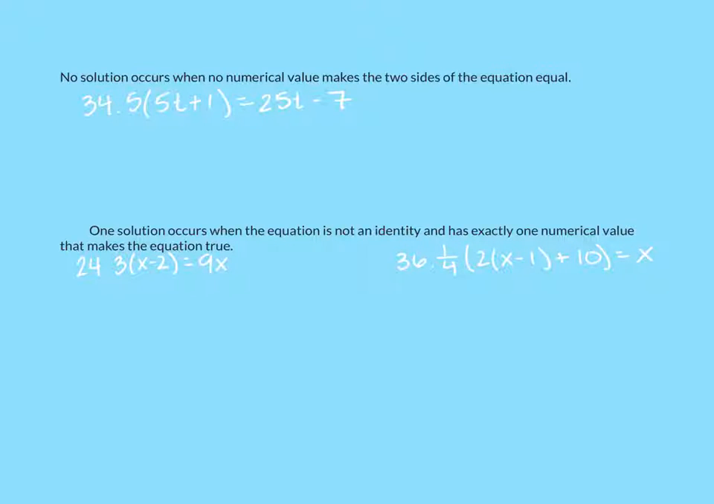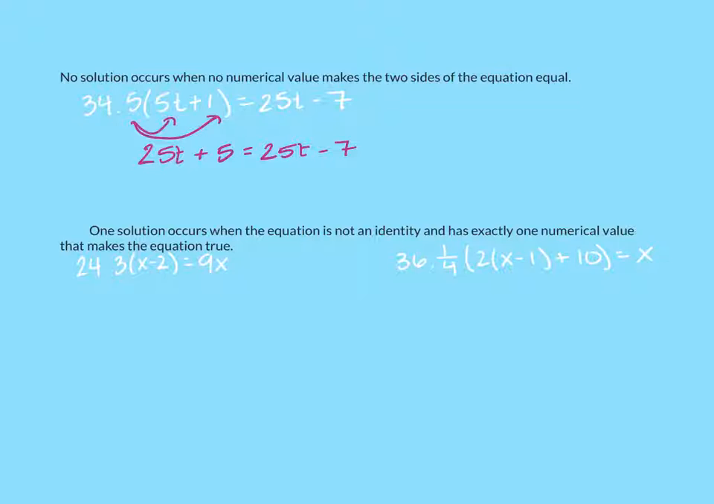Now let's look at no solution. No solution occurs when no numerical value makes the two sides of the equation equal. This one's not going to be as easy as the identity, because with an identity I can look at the equation and say, oh, they're the same. However, with no solution, I have to solve. So in 34, I have 5 times the quantity 5t plus 1 equals 25t minus 7, and I want to try and solve for t if I can. First I'm going to distribute the 5 on the left-hand side to the 5t and the 1. So I get 25t plus 5 equals 25t minus 7.